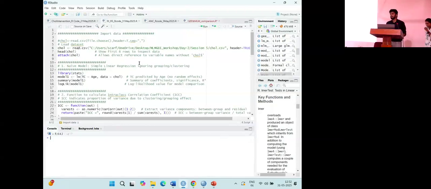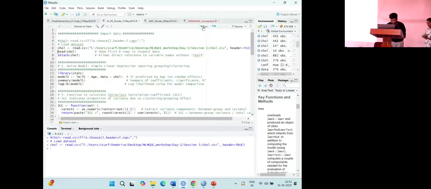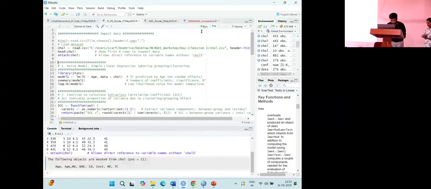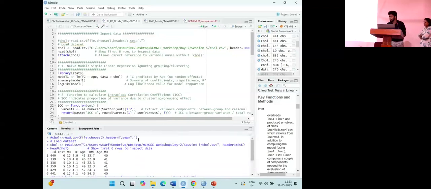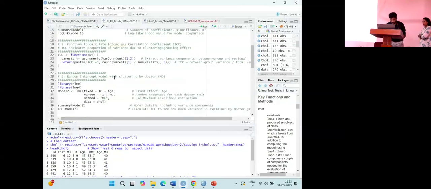Now, so far we have seen how to fit the naive analysis and also the random intercept model, and we also learned how to fit the random slope model. So we can see step by step for different things. I'm just loading the same data I explained previously, which has total cholesterol for patients, and also the doctor level and the institution level. So we have seen this one, which is nothing but the intercept model.